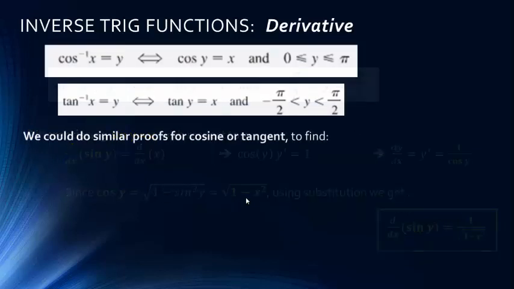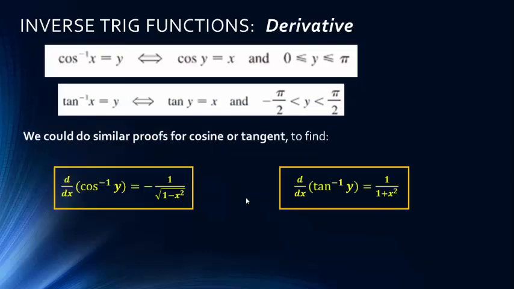All the other ones could be found similarly for cosine and tangent, and then just reversed. The derivative of the inverse cosine is negative 1 over the square root of 1 minus x squared. The derivative with respect to x of the inverse tangent of x is 1 over 1 plus x squared. Okay, so notice the cosine version was just the negative of the sine version.